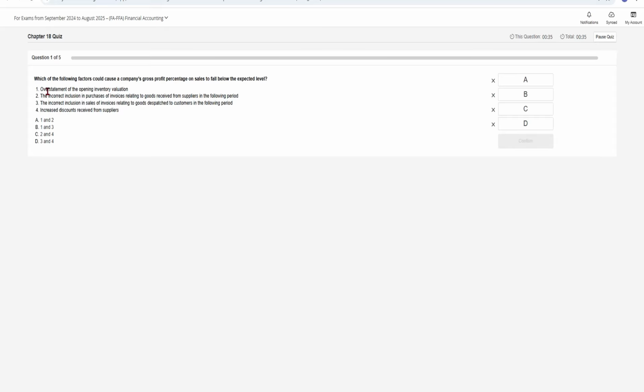The first one is the overstatement of the opening inventory valuation. See, opening inventory is a part of the cost of sales, and if the opening inventory has been shown more, that means our cost of sales has also been shown more. And if the cost of sales is overstated, in that case our gross profit will be lower, and the gross profit being lower means our gross profit margin will fall. Okay, so one is correct.